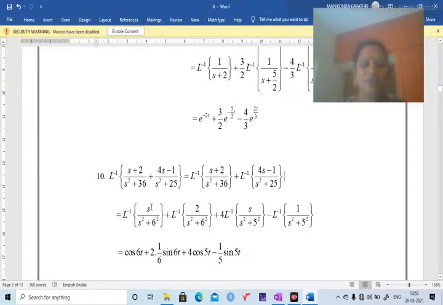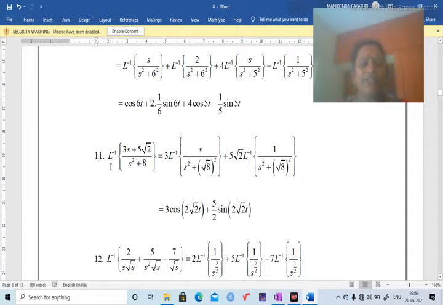So this is cos 6t. Here 2 outside. The L inverse of this is sin 6t by 6, plus 4 as it is. The L inverse of this function is cos 5t. Here the L inverse of this function is sin 5t by 5. So this is the final answer for the given question.